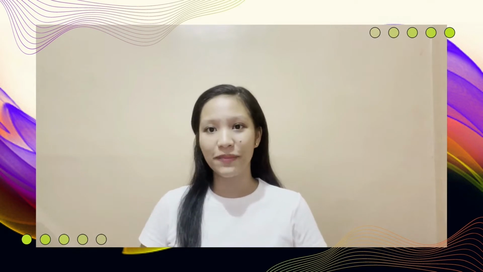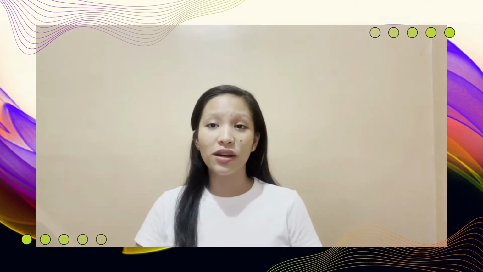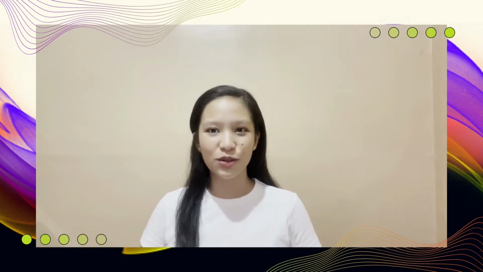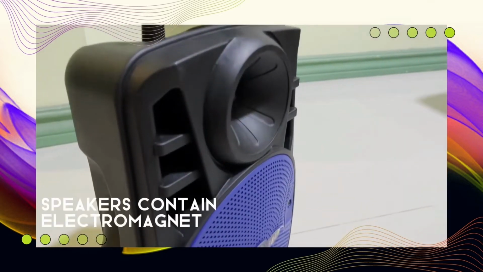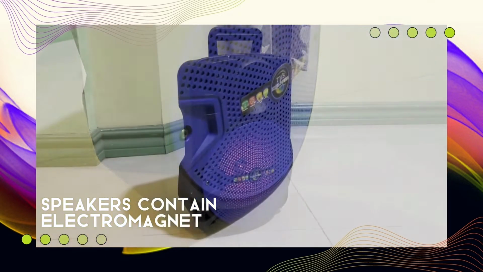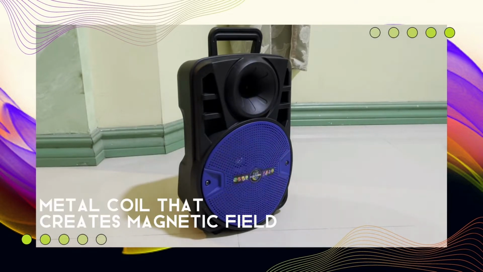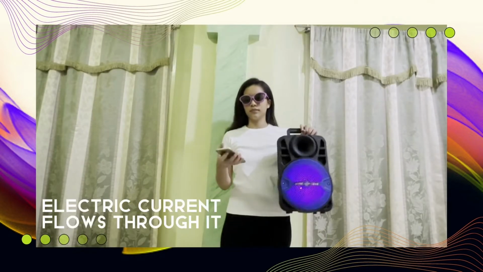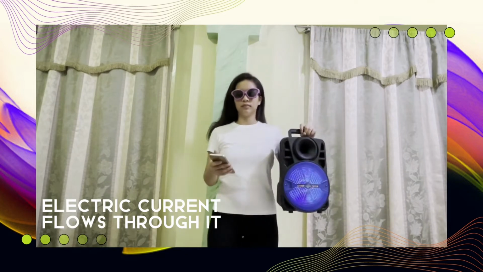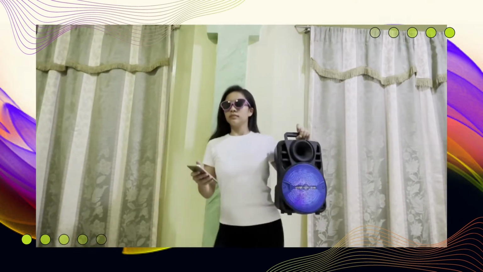Ever wondered how a speaker works? In order to convert an electrical signal into an audible sound, it contains an electromagnet. So what is an electromagnet? It is a metal coil that creates a magnetic field when an electric current flows through it. This means that it is attracted to and repelled from the permanent magnet, vibrating back and forth.